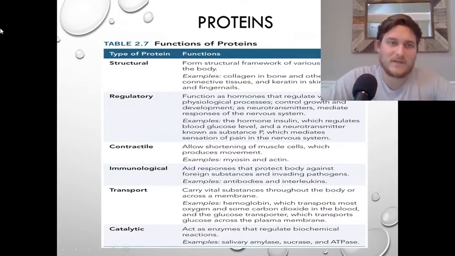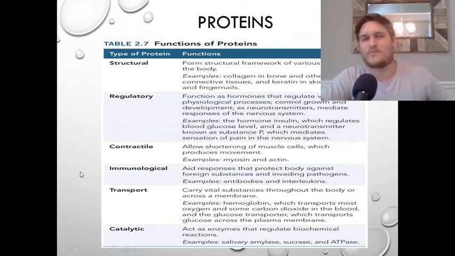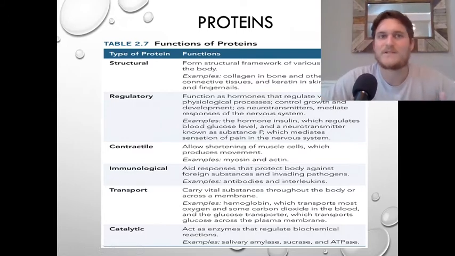And so the different functions could be structural or regulatory, such as hormones, contractile, like our skeletal muscles and our heart, immunological, to help fight off different things within our body, to help transport materials, or catalytic to help carry out different reactions. And so all of these different types of proteins are going to play a significant role within our cells and within our bodies.